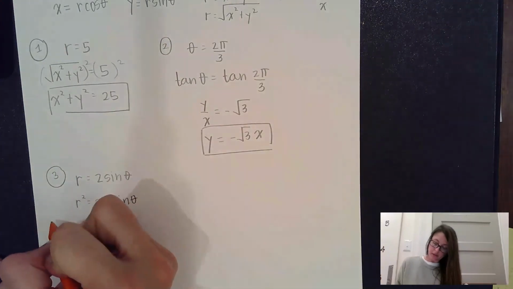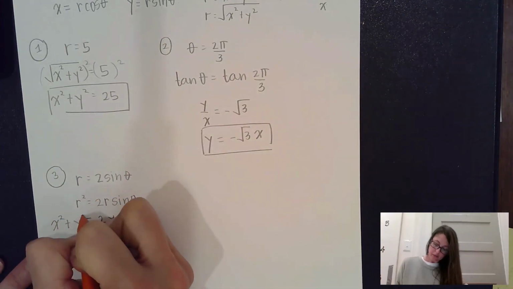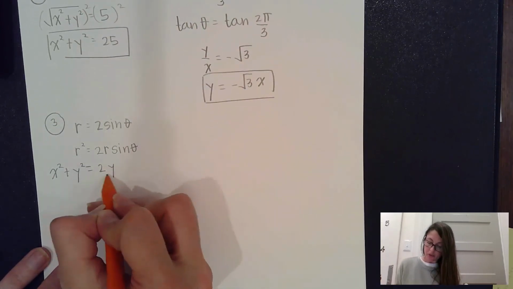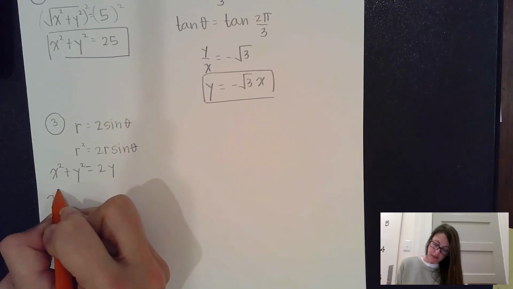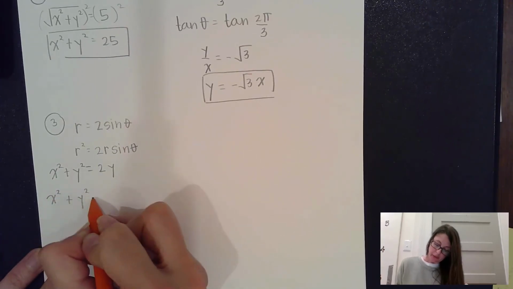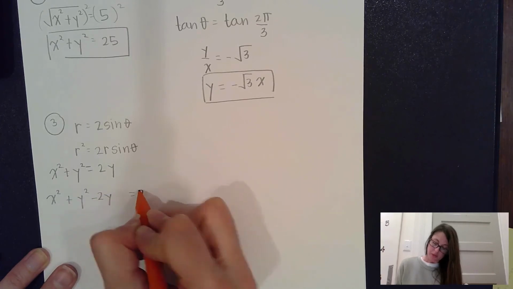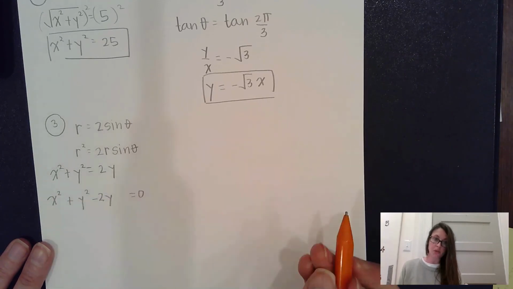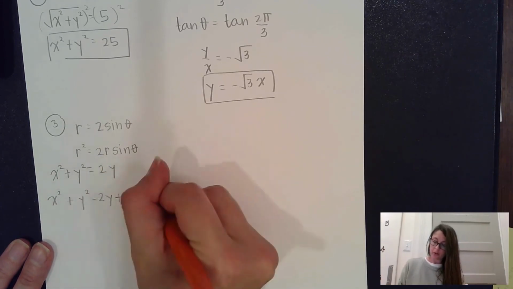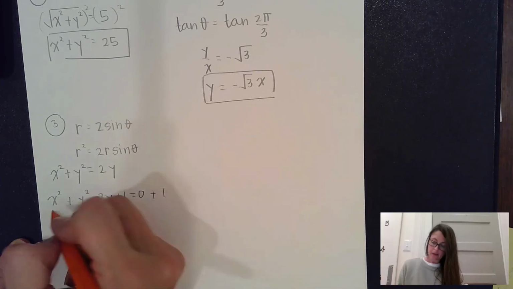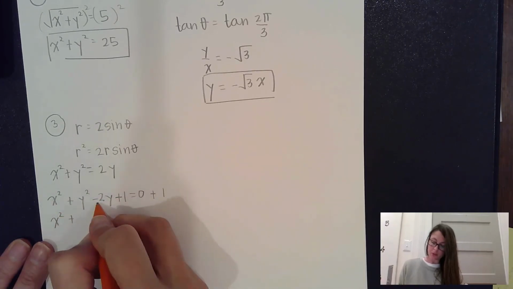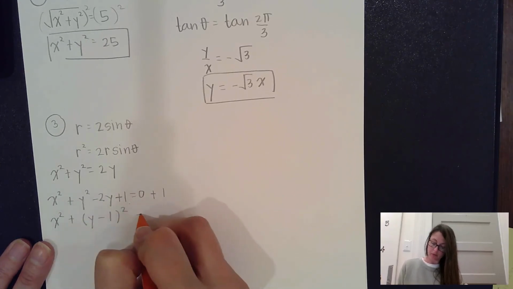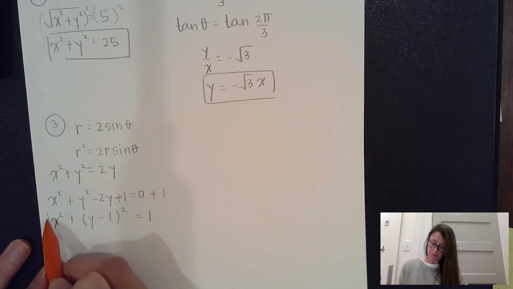R squared is going to be x squared plus y squared. So then I'll have to complete the square here. So to complete the square, I'll move the 2y to the other side. So I'm going to have x squared plus y squared minus 2y is equal to 0. So remember how to complete the square. You will take half of b, so half of 2 is 1, and square it. And you'll add it to both sides here. So this will be x squared, and then this y squared minus 2y plus 1 is going to be factored to y minus 1, all of that squared. So there we go.